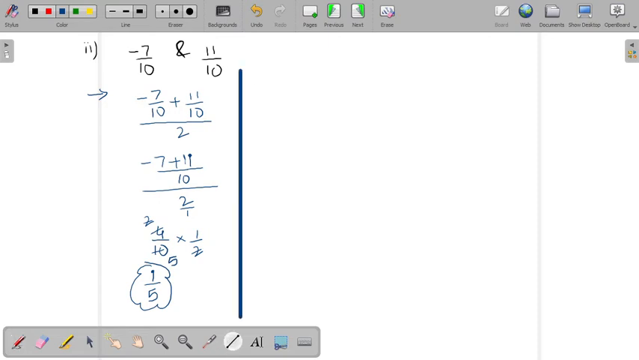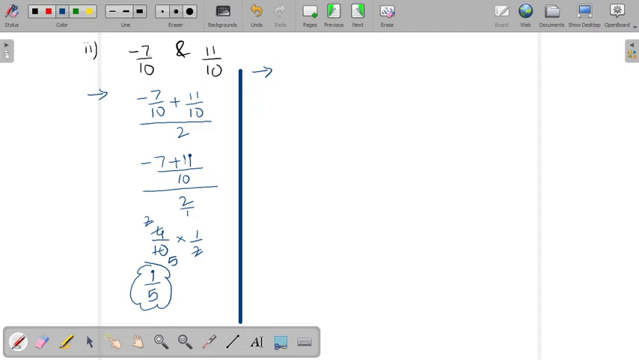Similarly, we can find the other rational numbers also. So to find the next rational number, what will you do? As I have told you, you have to make the pair.